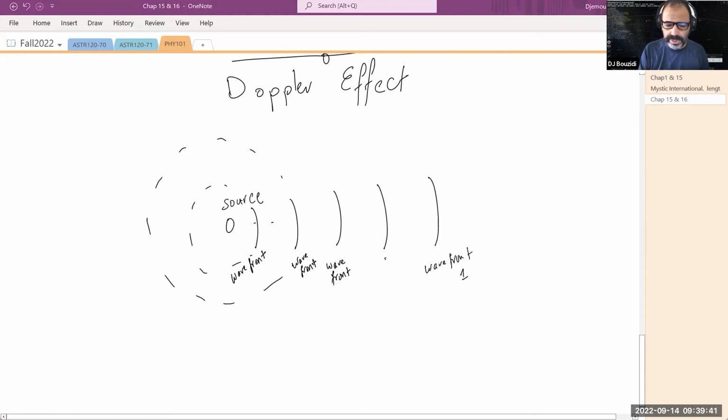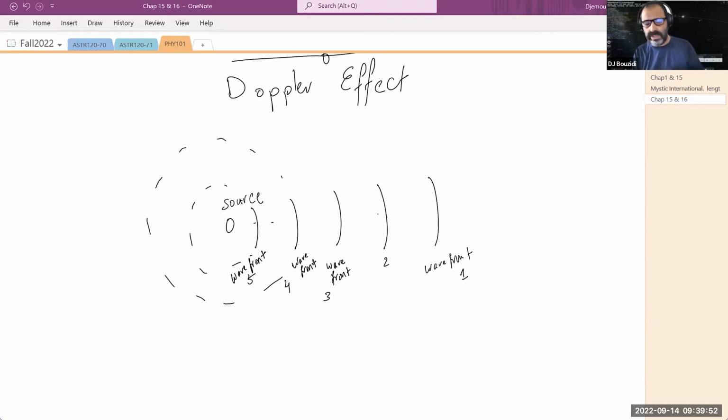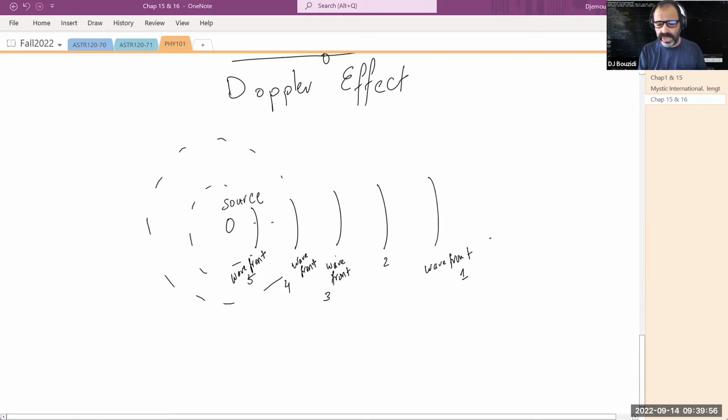So this is number 1, this is number 2, this is number 3, this is number 4, this is number 5. Now, the source will wait a whole period of time, t, to emit the next wavefront. By then, this wavefront would have moved in here, and this would have moved in here, and everything shifts in that direction. Obviously, this is happening so fast, because sound travels with a speed of 343 meters per second.